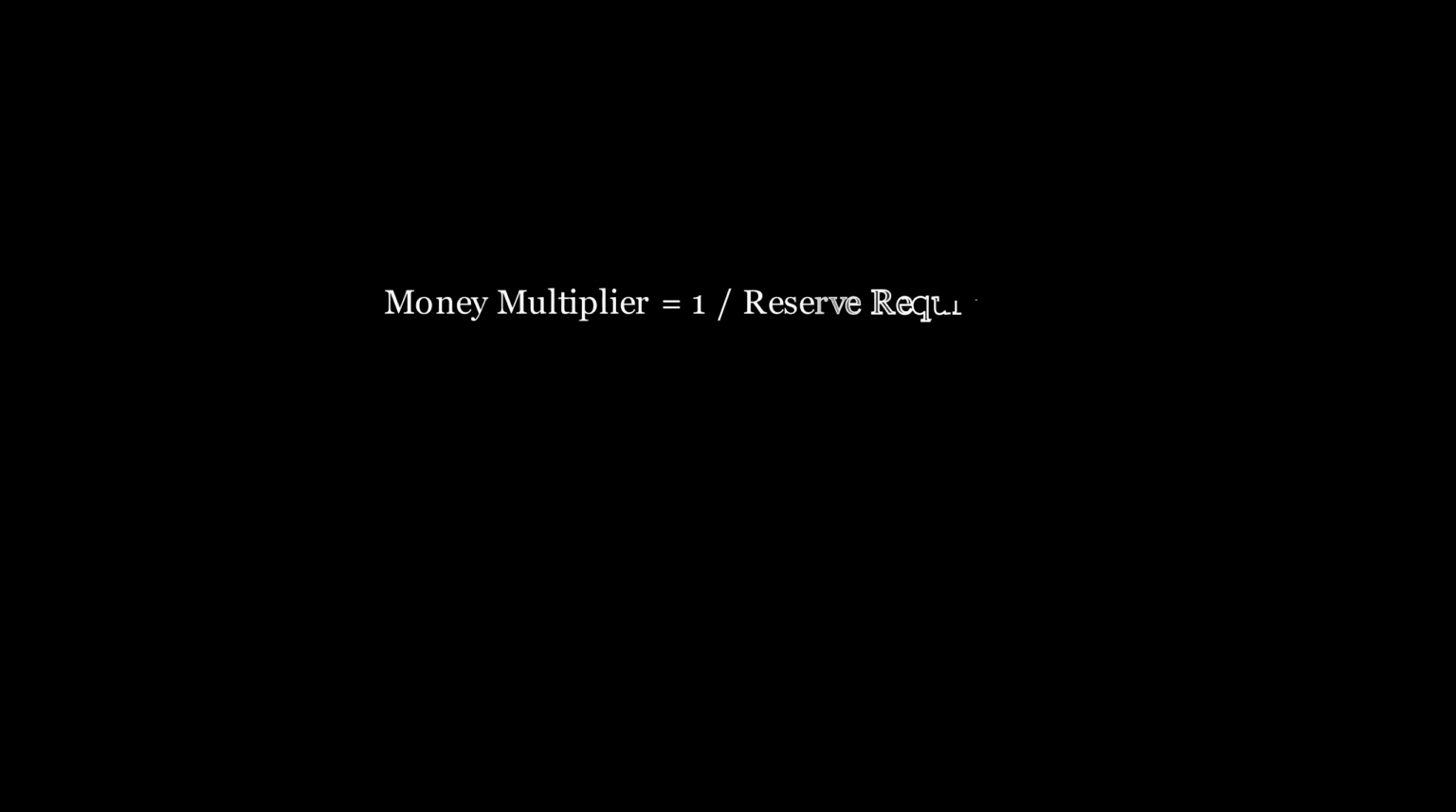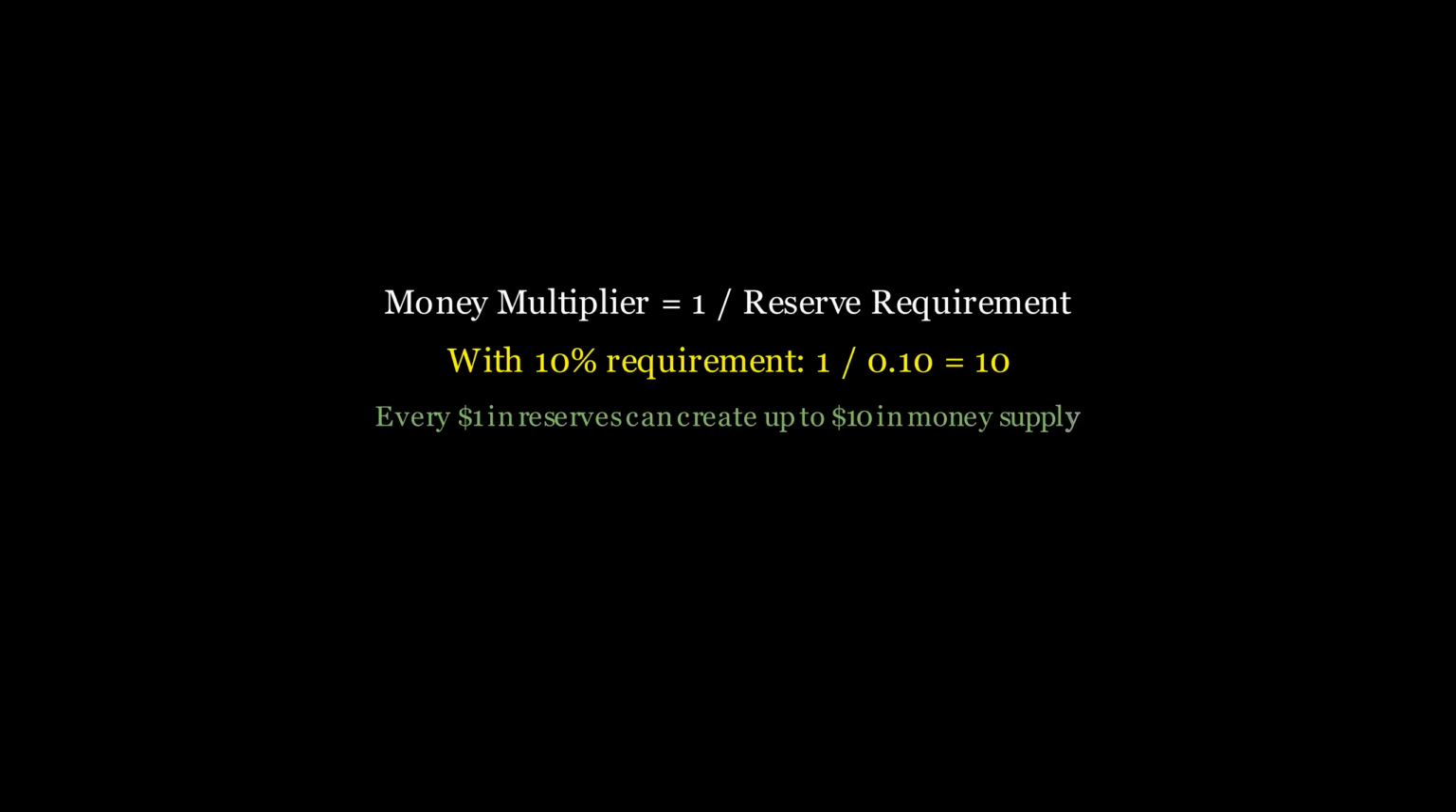The money multiplier shows how much money can be created from each dollar of reserves. It's calculated as 1 divided by the reserve requirement ratio.